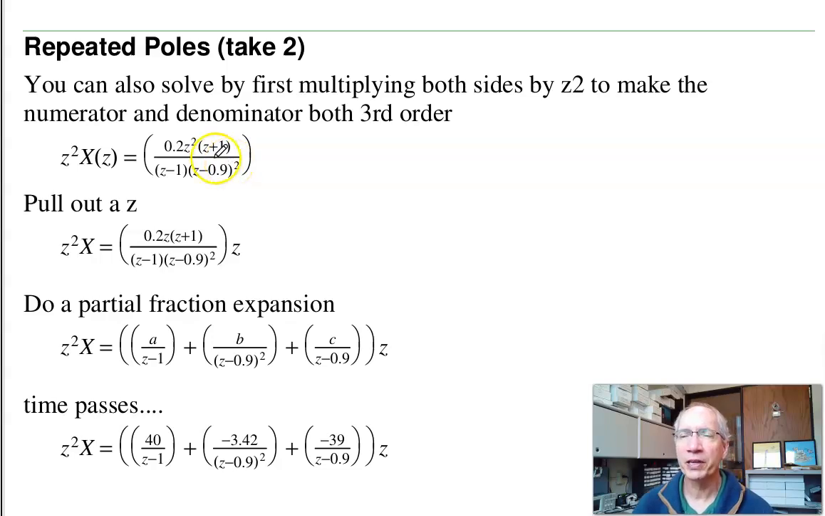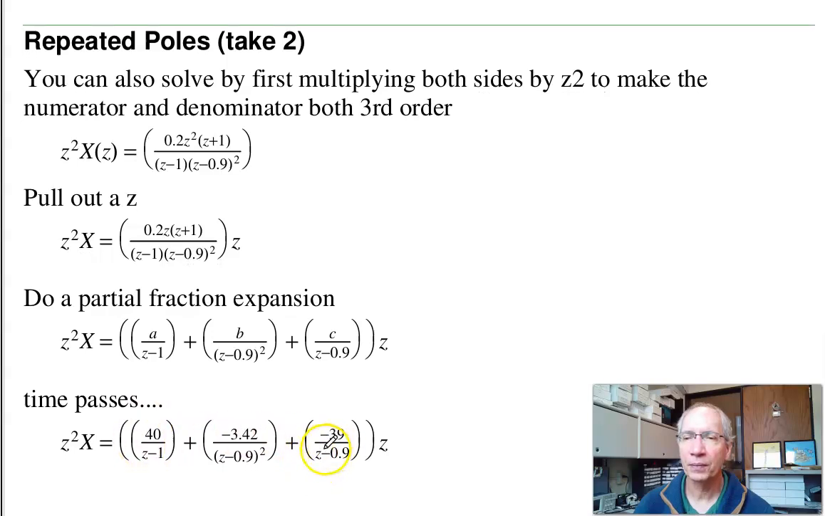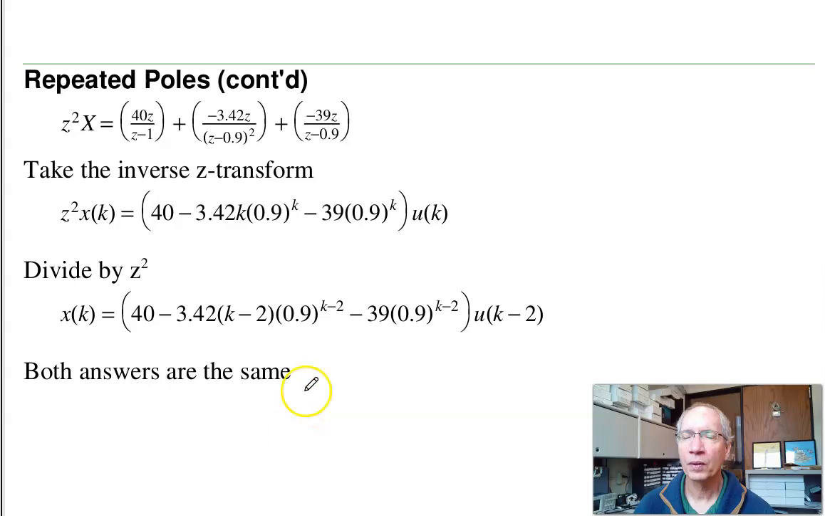Take the inverse Z transform, pull out a Z, do partial fraction expansion, solve for A, B, and C, multiply through by Z. Now we can take the inverse Z transform. That's 40 minus 3.42k times 0.9 to the k minus 39 times 0.9 to the k. And that's Z squared x. Divide through by Z squared to get x of k. Dividing by Z squared means delay by 2. So k becomes k minus 2 everywhere.